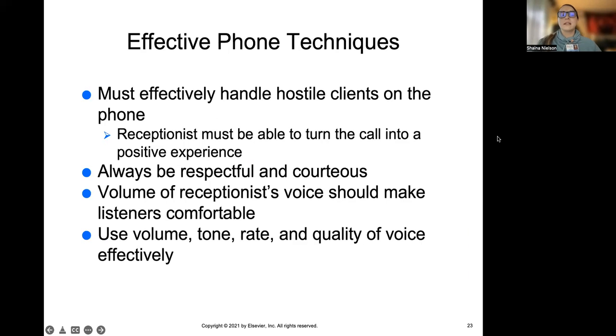Touching on those phone techniques, it's really important that we try to effectively handle any hostile clients that are over the phone as well. People can call and be upset for a numerous amount of reasons. I want to say the reason people are most upset nowadays is they can't get in right away for an appointment because of the pandemic and the uprise in pet ownership.